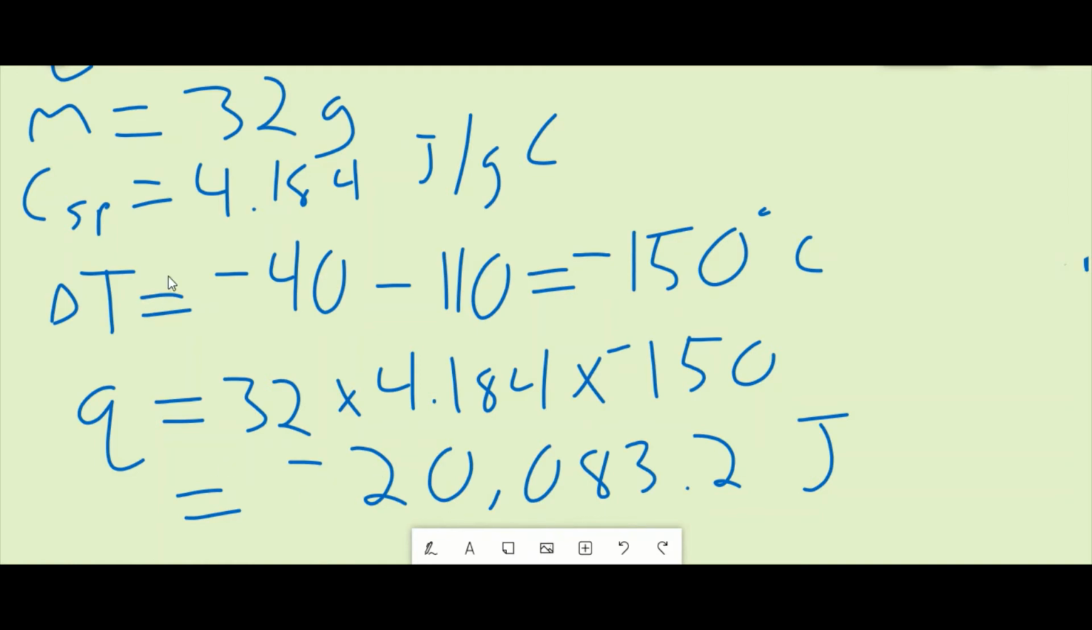And since the temperature is reducing by negative 150 degrees Celsius, that means that it's an endothermic reaction.